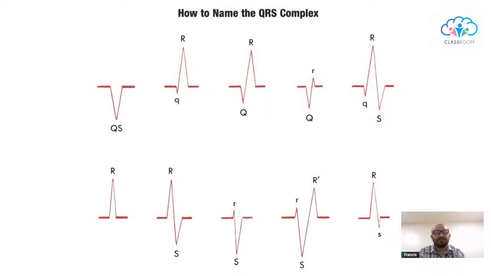If the first deflection is positive and followed by a negative deflection, it's called an RS complex. And depending on the size of the deflection, you label it either capital R or small r. And if you see two positive deflections separated by a negative deflection, then the second positive deflection is designated R dash.